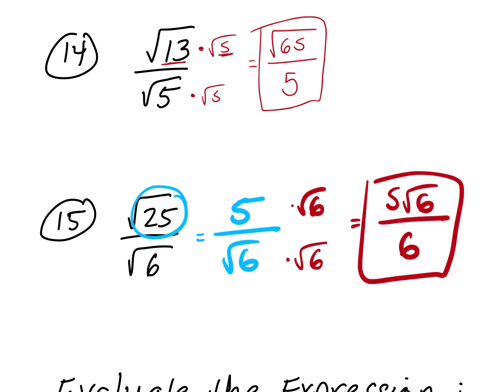So notice the difference between 14 and 15. With 14, I was multiplying two radicals. So I multiplied the numbers together and kept it under the radical. For 15, I'm multiplying a whole number and a radical, so that whole number stays outside of the radical. Yes. So we simplified square root 25 right off the bat, because our two factors of 25 are 5 and 5. So we'd circle the 5s, and the 5 comes out.